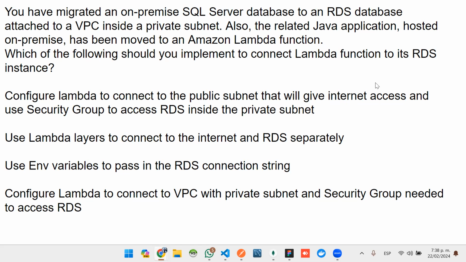Configure Lambda to connect to the public subnet that will give internet access, and use security group to access RDS inside the private subnet. Use Lambda layers to connect to the internet and RDS separately. Use env variables to pass in the RDS connection string. Configure Lambda to connect to VPC with private subnet and security group needed to access RDS.